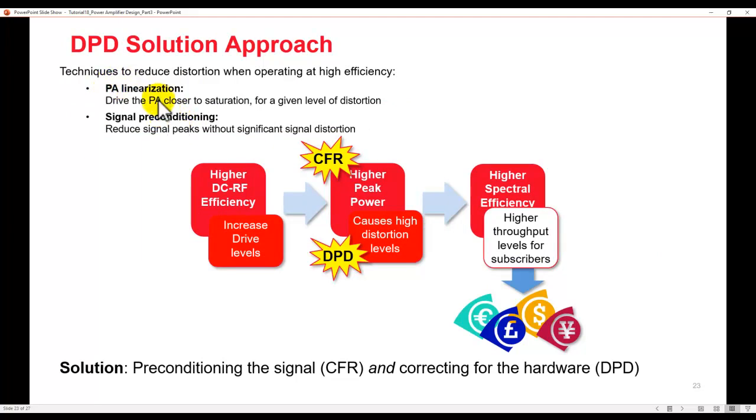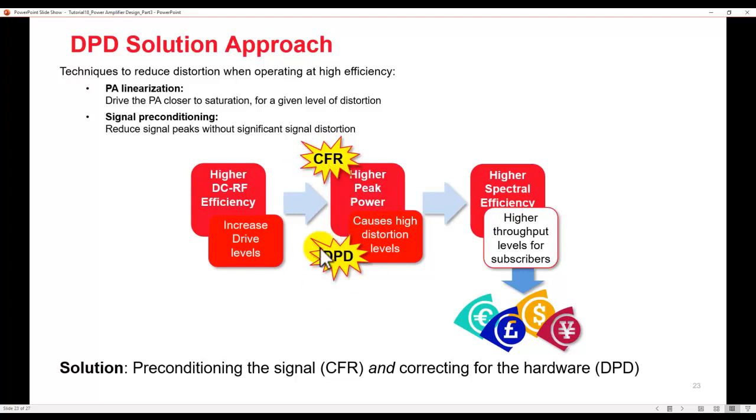One is to do PA linearization, which will allow us to drive the PA closer to saturation with a much lower level of distortion. And also the signal, which has a very high PAPR, you could do a bit of signal preconditioning so that you can reduce the signal peaks without causing any significant distortion to the input signal itself. And that's called CFR, crest factor reduction.